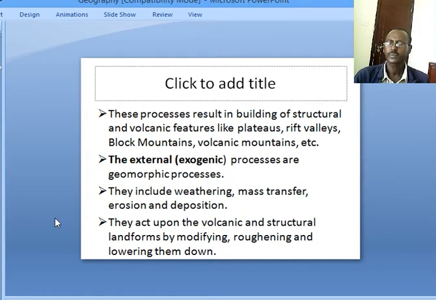The second one is the external or exogenic process, which includes weathering, meaning the wearing away of the land surface. Second, mass transfer, where soil and other materials are transferred from one area to another. Erosion, when a huge amount of sediment is transported from one area to another. And what has been eroded will be deposited, which we call deposition. All these are external processes.